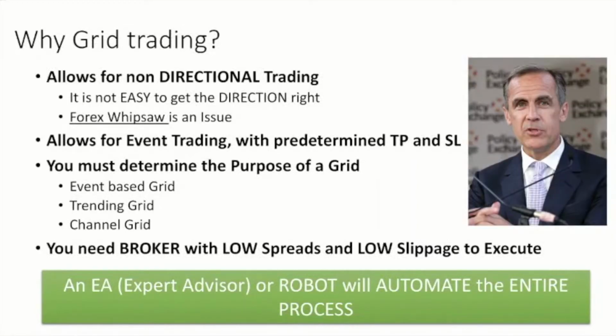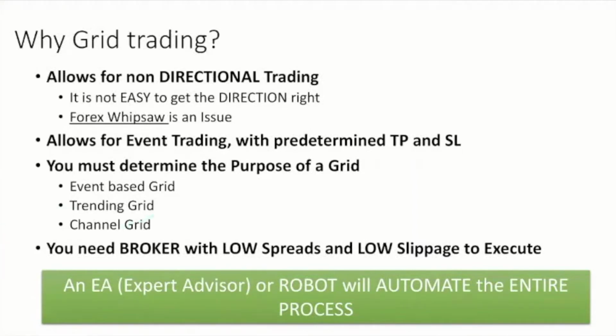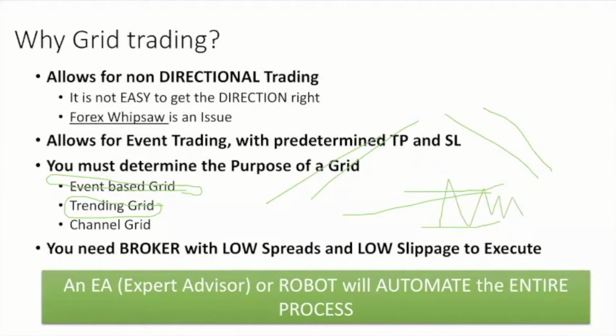Now, the next thing is very important: you need to determine the purpose of the grid. Make sure that whatever you do, your grid has a purpose. That is the only way you can determine what you want the grid to do. So it can be an event-based grid trying to capture events. It can be a trending grid, that means you catch the Forex pair as it goes up or goes down. Or it could even be a channeling grid. The Forex pair might just channel and basically go nowhere. It's basically in a range here, and you try to capture these movements. So make sure you do this.